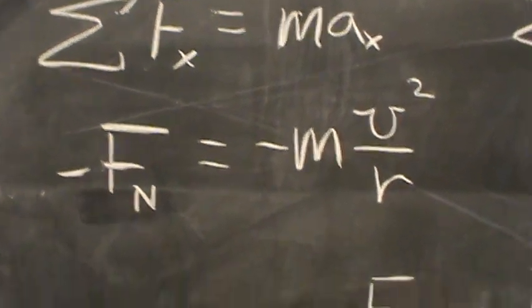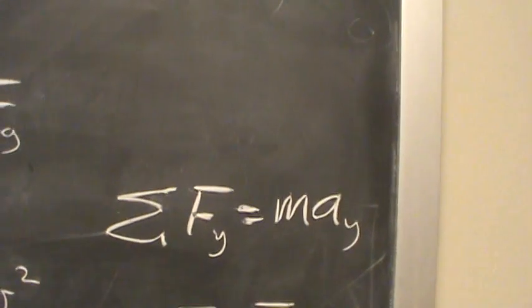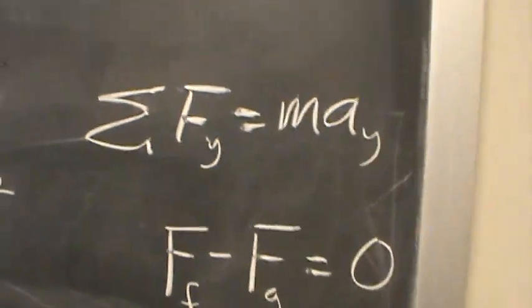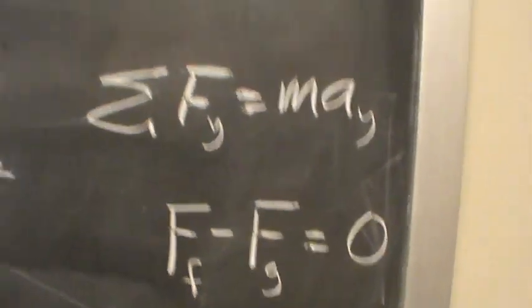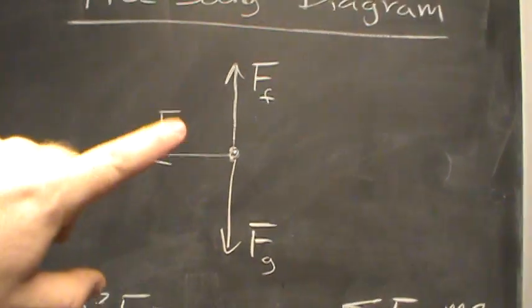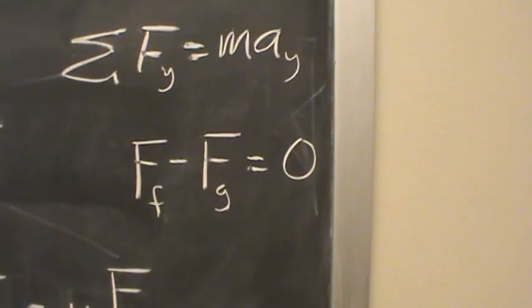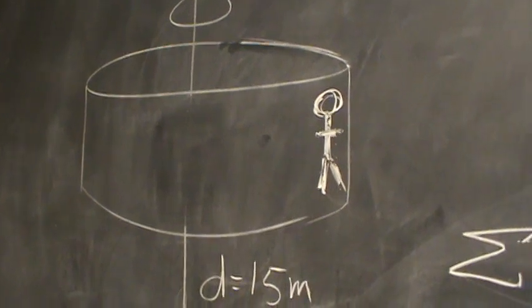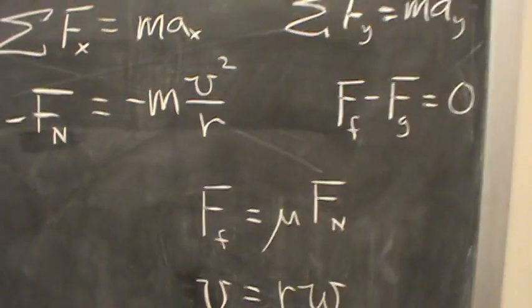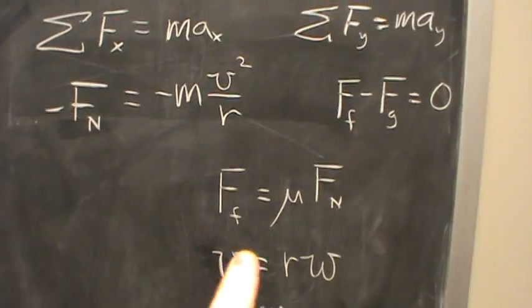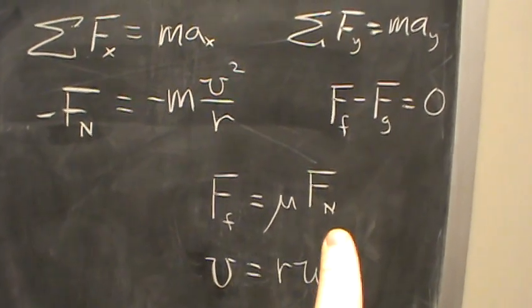In the y direction, if you sum the forces, that's up and down, you have a friction force up and gravity down, as shown in this diagram. That's equal to 0 because there is no acceleration up and down for the geometry of the problem we have selected. Another thing you will need besides those two equations is the fact that the frictional force is equal to the coefficient of friction times the normal force.